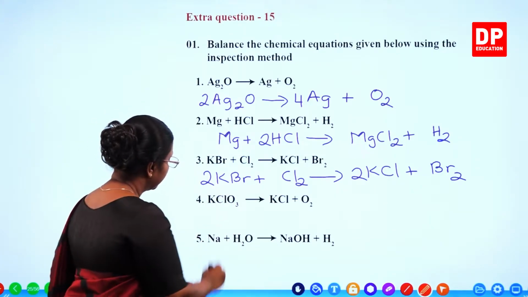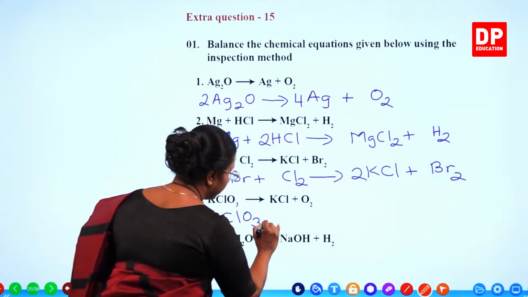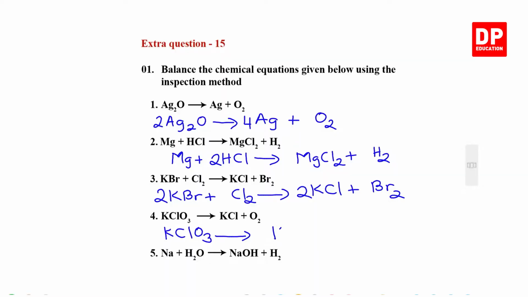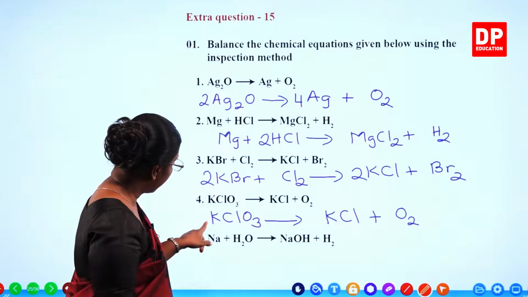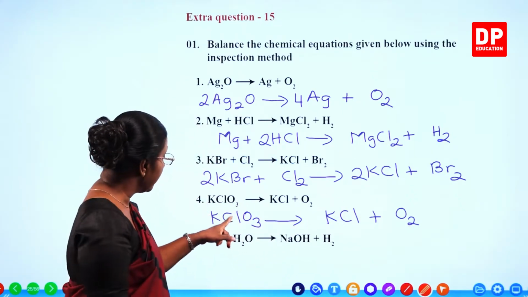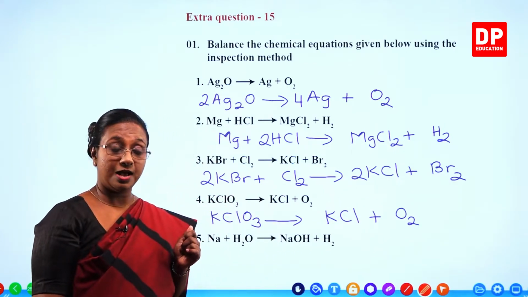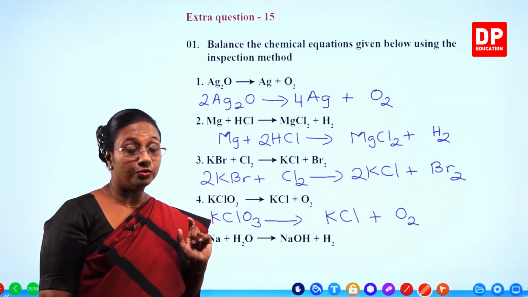Then the next one, KClO3. What is that? Potassium chlorate. When it decomposes, it gives rise to potassium chloride and liberates oxygen gas. Now one potassium, one chlorine, one potassium, one chlorine. But there are 3 oxygen atoms here, 2 oxygen atoms there. So you know what to do.